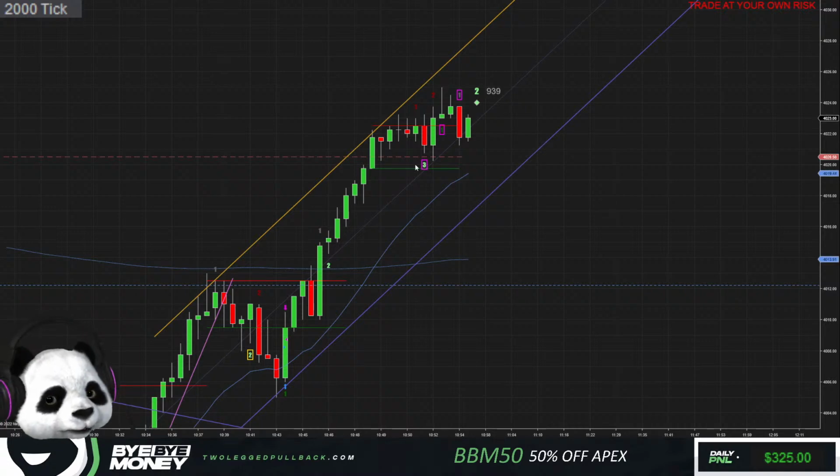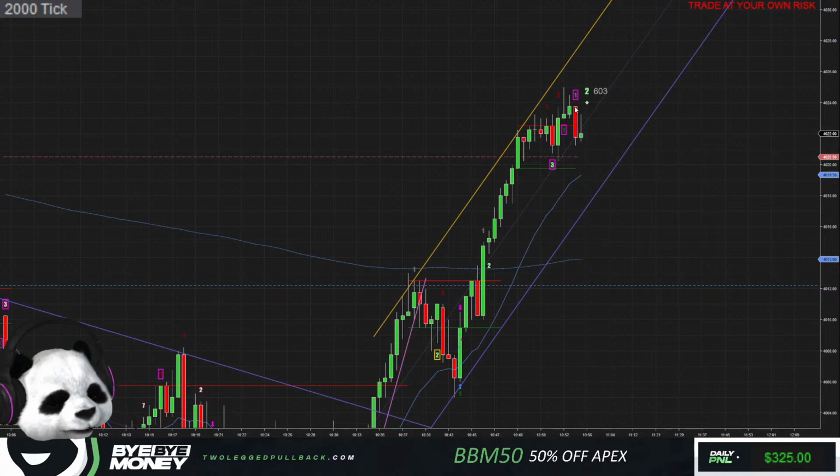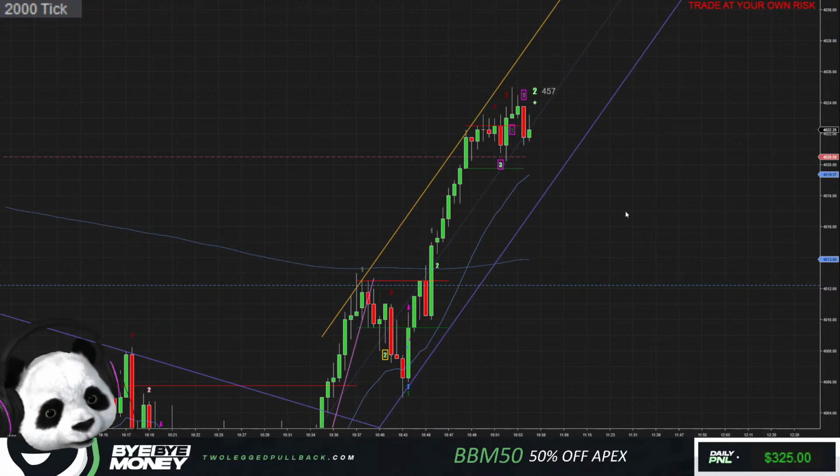Now, since we're near this magnet, I'm just a little confused because we can come back down to it. This magnet might just cause chop for a while now. And I'm probably going to sit on my pause here.